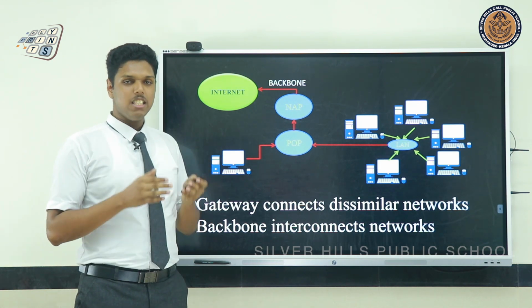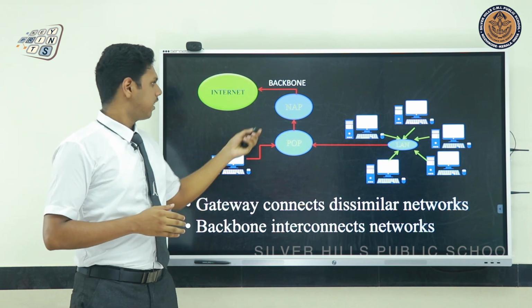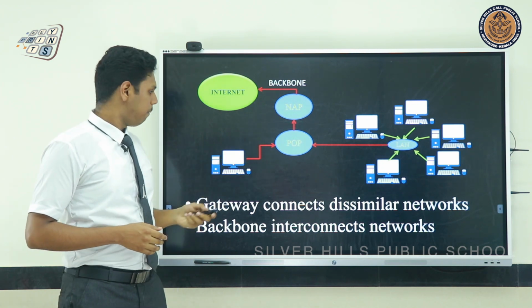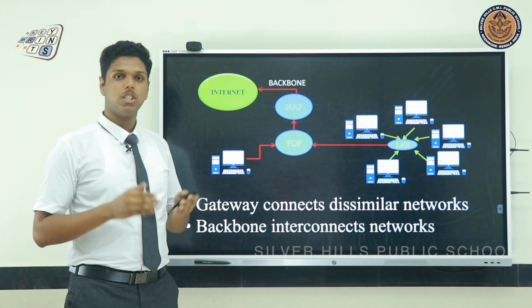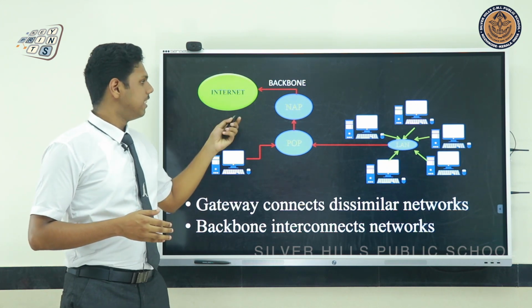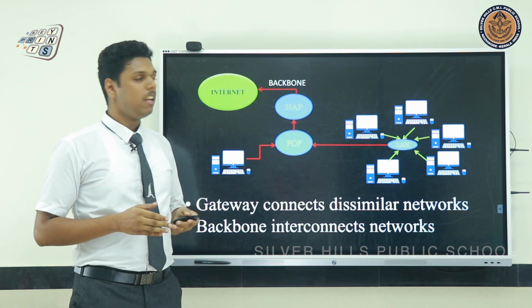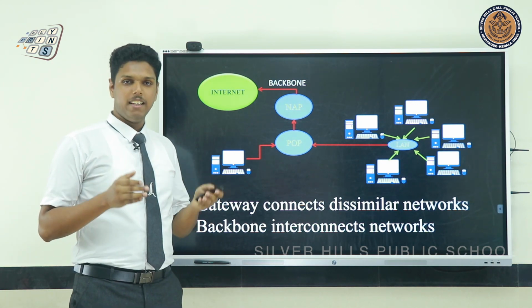And then this POP is connected to a large network known as NAP with the help of gateways. So gateway actually connects dissimilar networks together. And finally, these network access points or NAP form the backbone of internet.